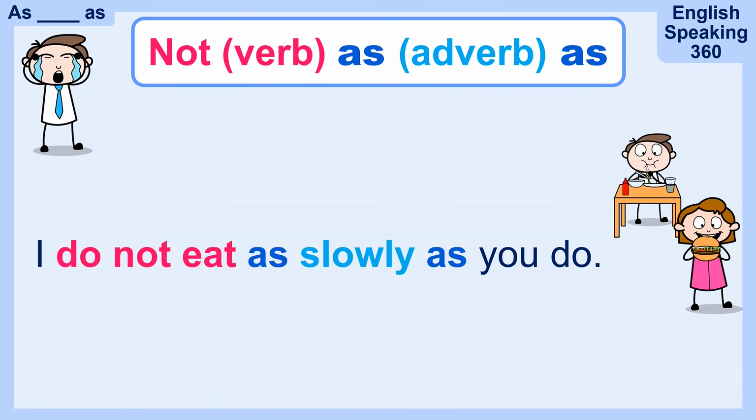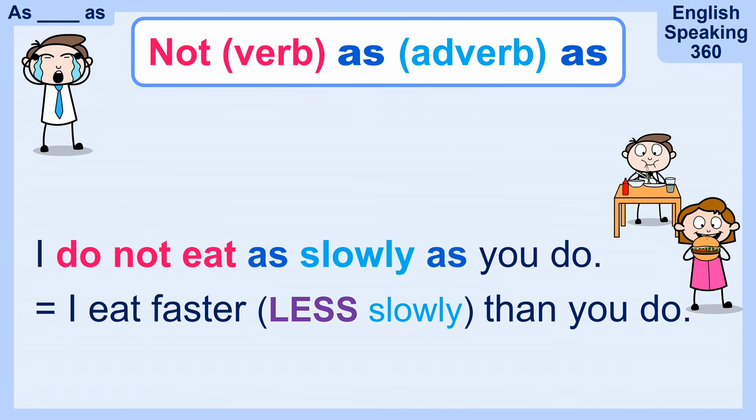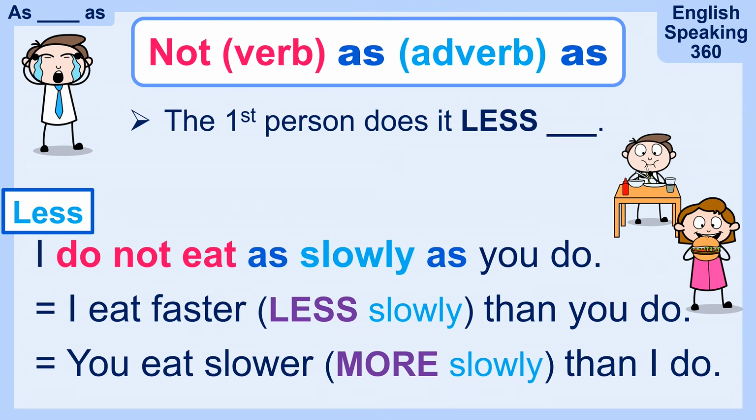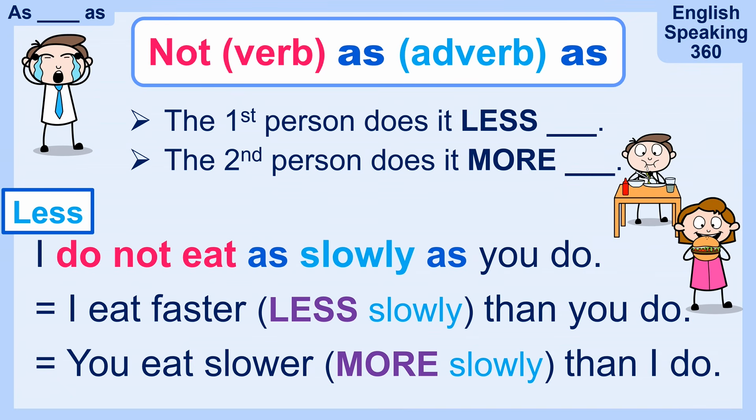What is the meaning of I don't eat as slowly as you do? It means I eat faster. I eat less slowly than you do. So we keep the same idea here. The first person does it less. It also means you eat slower or more slowly than I do. The second person does it more slowly, so you do it more slowly than I do.